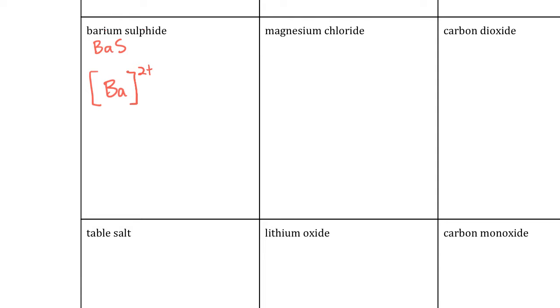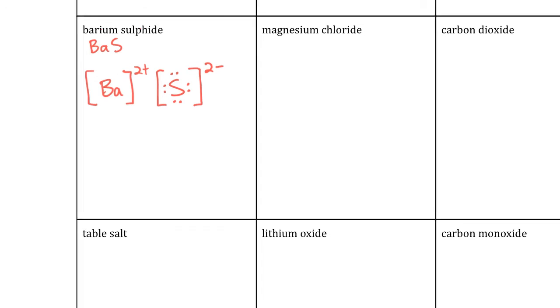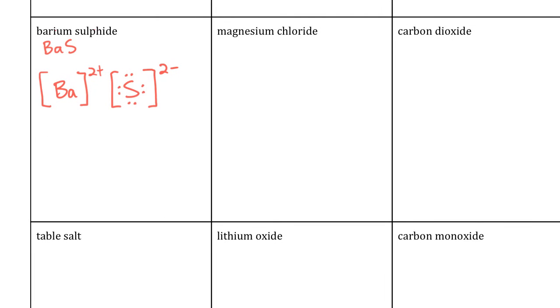And now we're going to draw sulfide in square brackets. But for sulfide, we have 6 valence electrons plus the 2 that barium gave it, which is 8. So we have 8 electrons around the sulfide ion. And the sulfide ion has a charge of 2-. So that is the Lewis structure for barium sulfide.